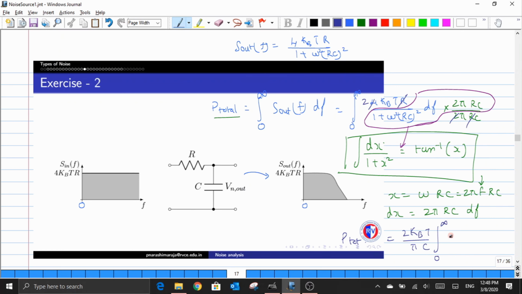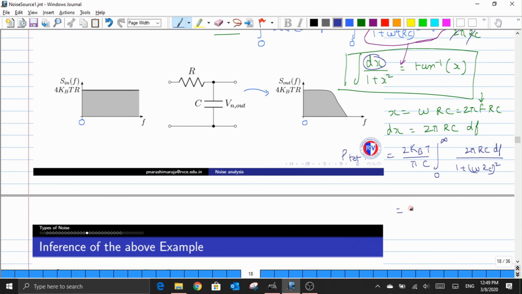runs from 0 to infinity, and then we have 2 pi RC times df, which reflects the dx term, and at the bottom we have 1 plus omega RC the whole square, which reflects the x term here. Now clearly one can rewrite this integral as 2 kB T divided by pi C into tan inverse of this entire term of x, running over the limits of 0 to infinity.